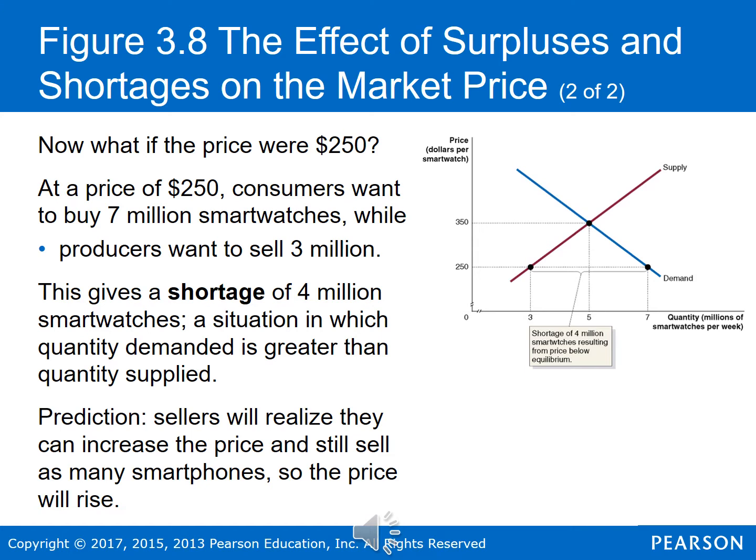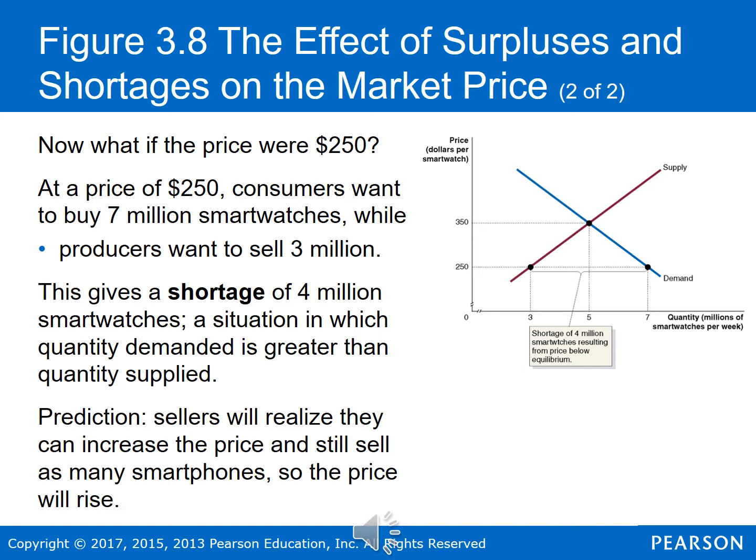So a shortage is a situation in which the quantity demanded is greater than the quantity supplied, so the opposite problem we had on the previous slide. So what's going to happen? Sellers are going to realize that they can increase the price and still sell just as many smartwatches. So what they're going to do is increase the price.